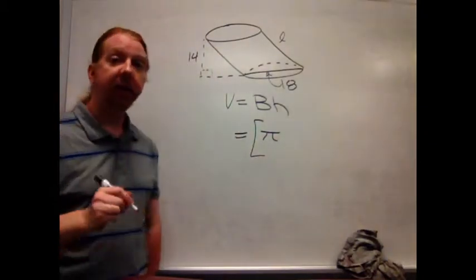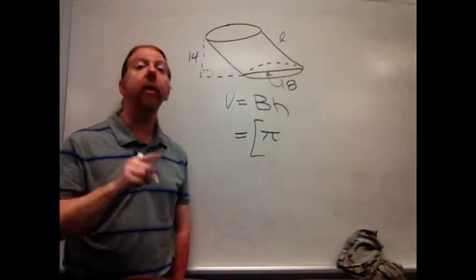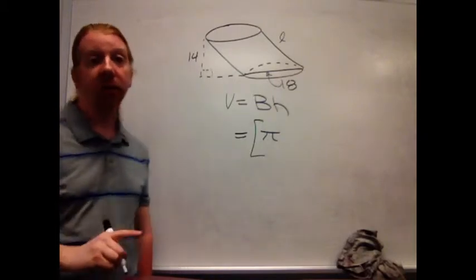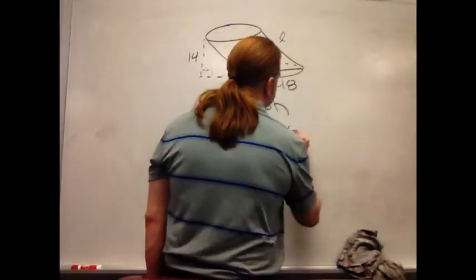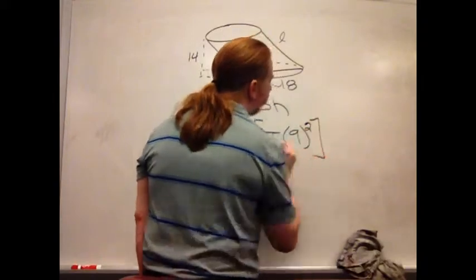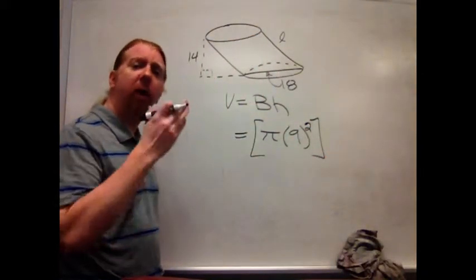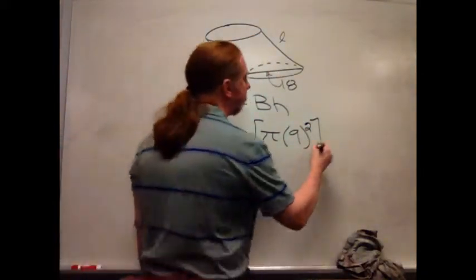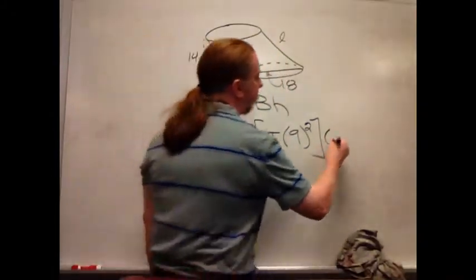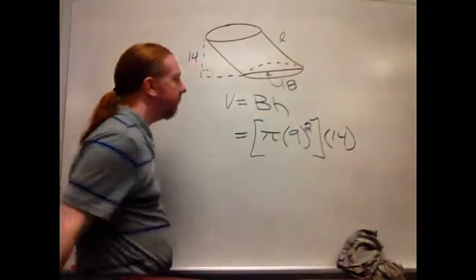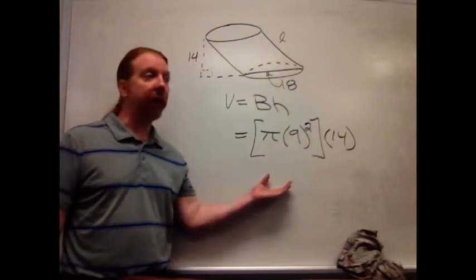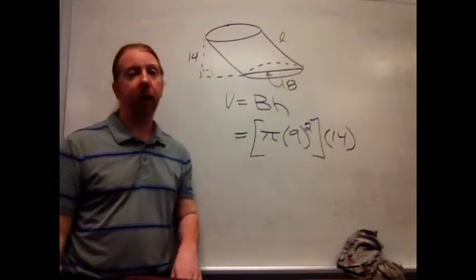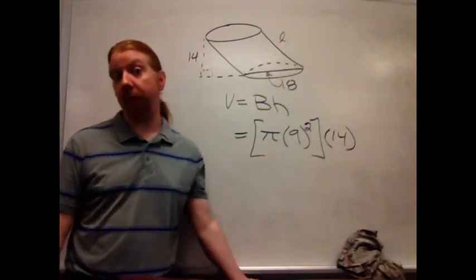My radius, and again, this is the kind of thing you want to be careful about. In this problem, the diameter of 18 is given, meaning my radius is 9. So you, again, want to watch for these common mistakes students make. I'm going to multiply that by 14. So, even though it's an oblique prism, I still can apply the formula that I'm generally used to.